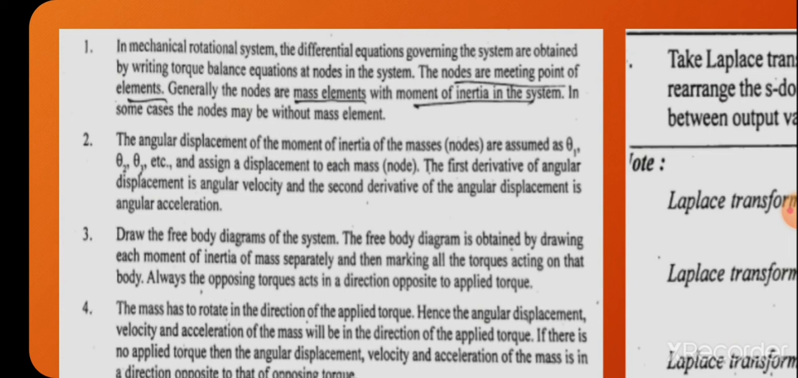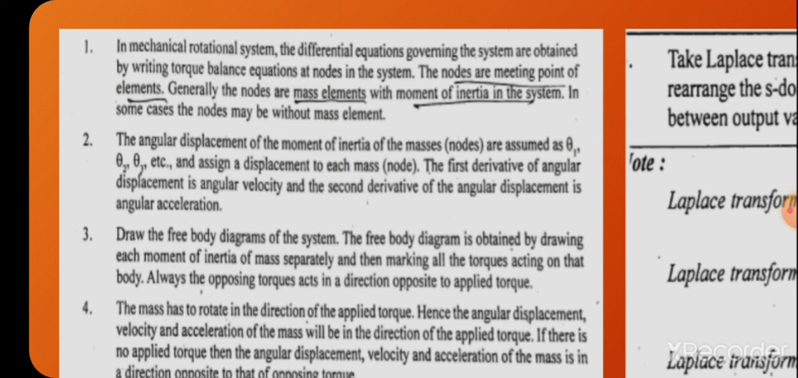So our aim is to write the differential equation corresponding to a rotational mechanical system. We will be given a diagram of the mechanical rotational system. First of all, we have to write the differential equation governing the system, and for getting the differential equations, we first assume some nodes in the system. What are the nodes? The mass elements are the nodes of the system. Here, instead of mass, we are using moment of inertia, so moments of inertia are the nodes of the system. In some cases, there will not be masses. First of all, we will notate the nodes or moments of inertia of the system, and we will write the differential equation corresponding to each node.